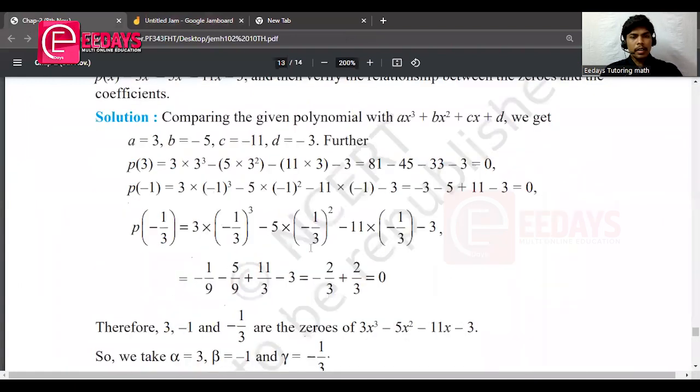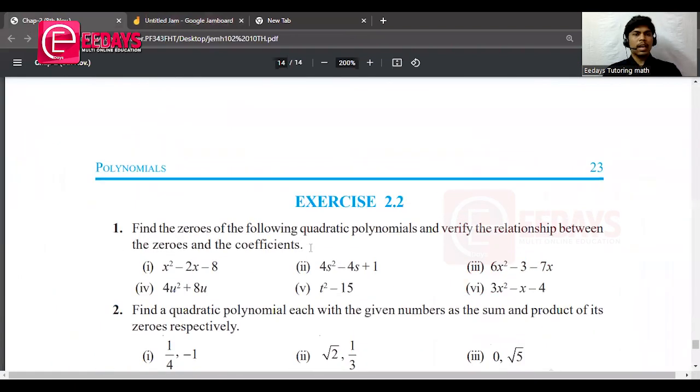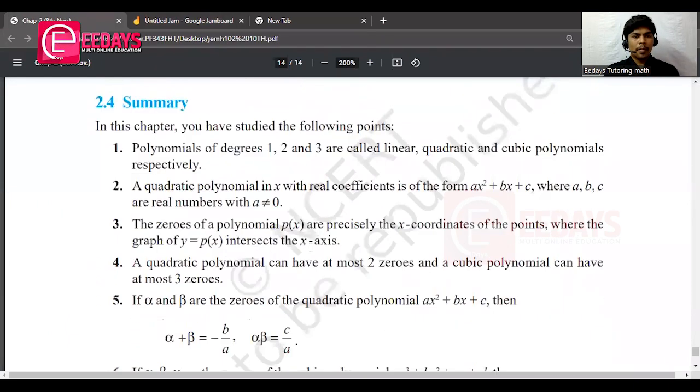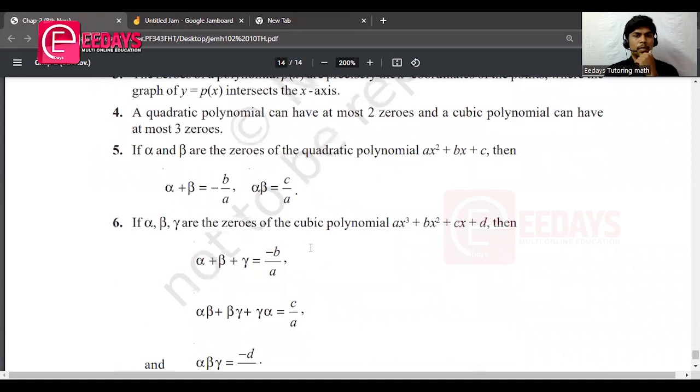So this is the question. In the exercise sums they are not given, but in exams they ask like that. Don't think that all questions come from the exercise part only. Okay, that would be a blind mistake.